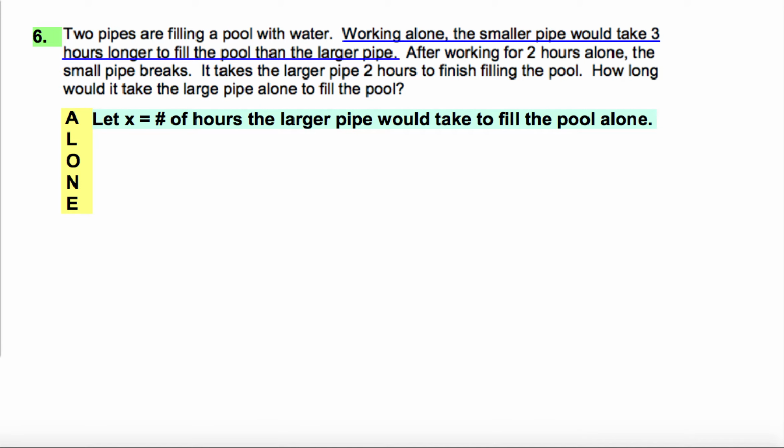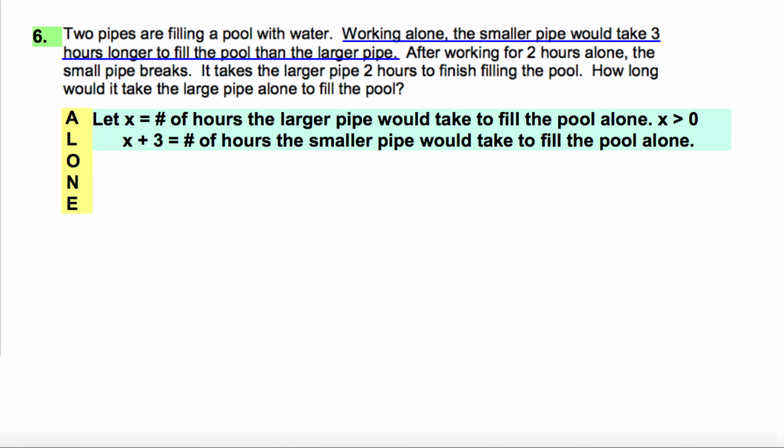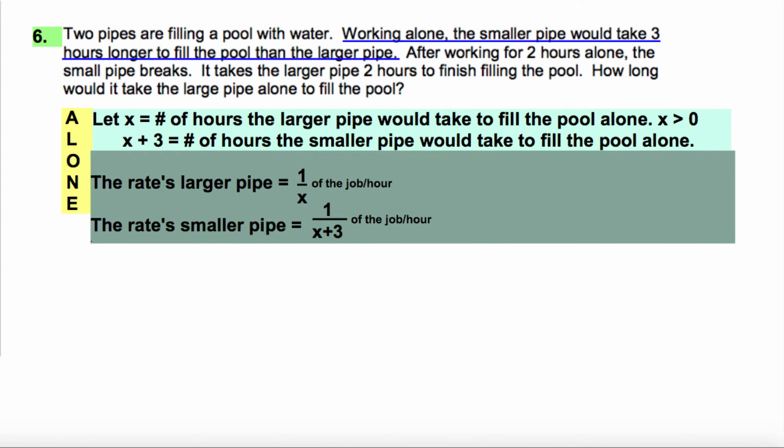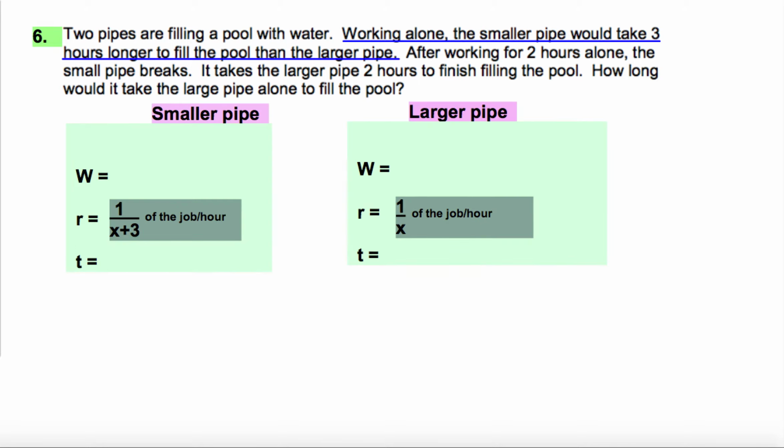Since it takes 3 hours longer for the smaller pipe to fill the pool than the larger pipe, let's let x equal the number of hours the larger pipe would take to fill the pool alone. And x plus 3 is thus the number of hours the smaller pipe would take to fill the pool alone. The rate of the larger pipe is 1 over x of the job per hour, and the rate of the smaller pipe is 1 over x plus 3 of the job per hour. Constructing the work rate timetables for the smaller and larger pipe respectively.